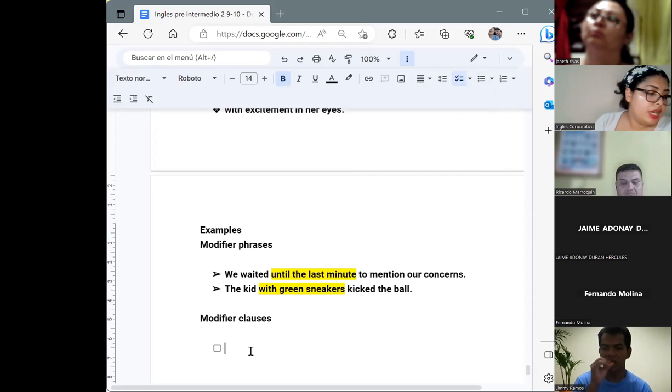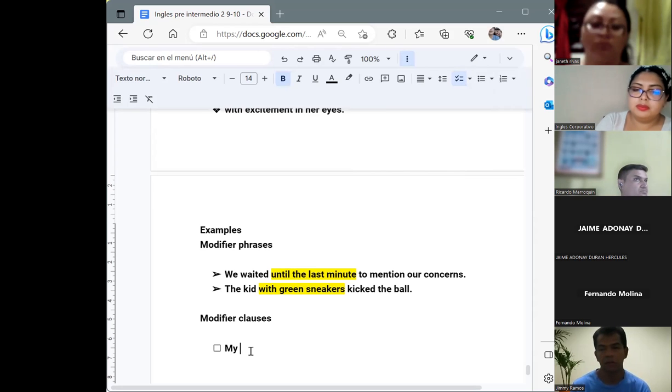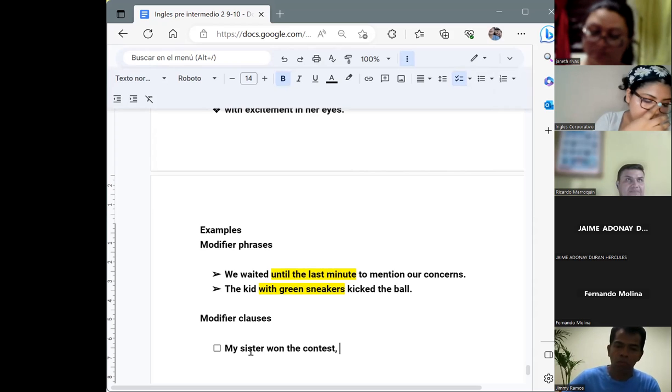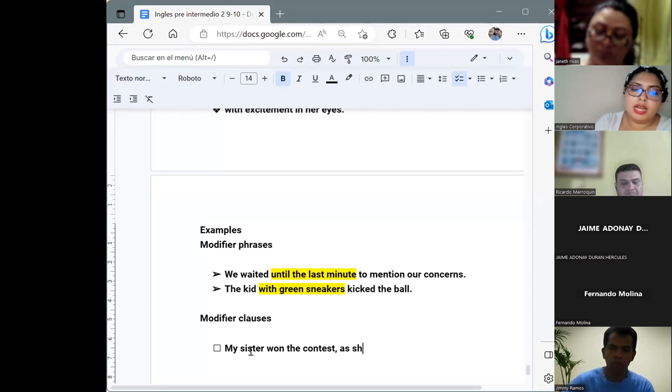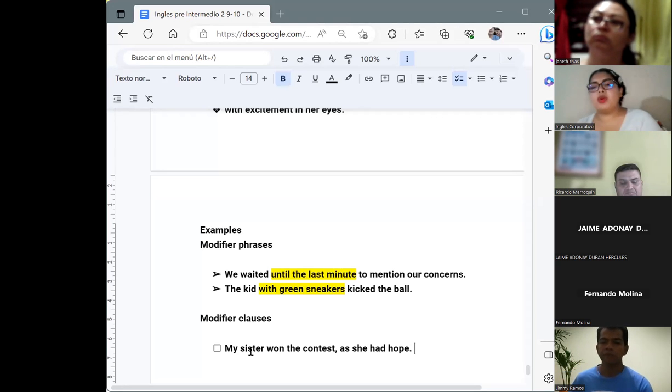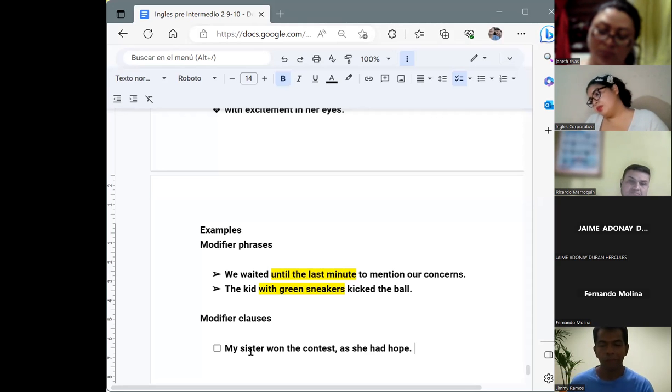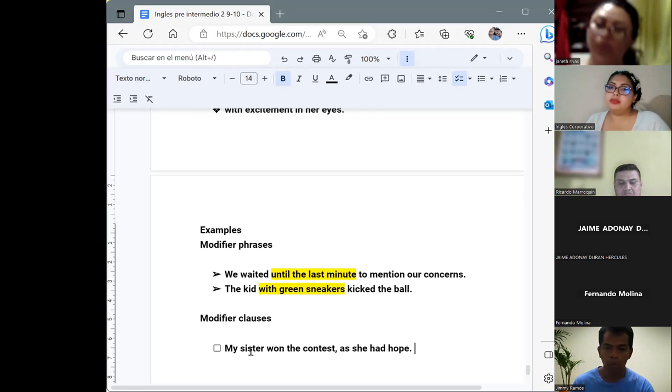I'm going to change and I need this one. It says, my sister won the contest, as she had hope. So in this case, what is the modifier clause? My sister won the contest as she had hope. The contest. Won the contest. Someone else that had a different idea. Also the contest. No. That is wrong.